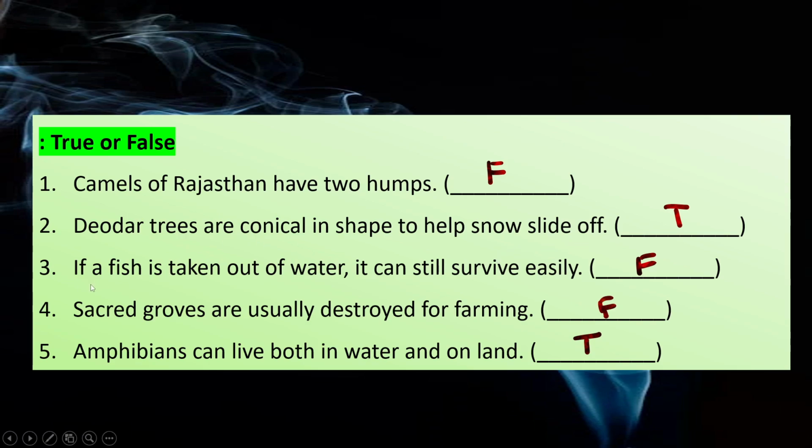Question number 3. If a fish is taken out of water, it can still survive easily. False. Fourth one. Sacred groves are usually destroyed for farming. False. Fifth one. Amphibians can live both in water and on the land. True.